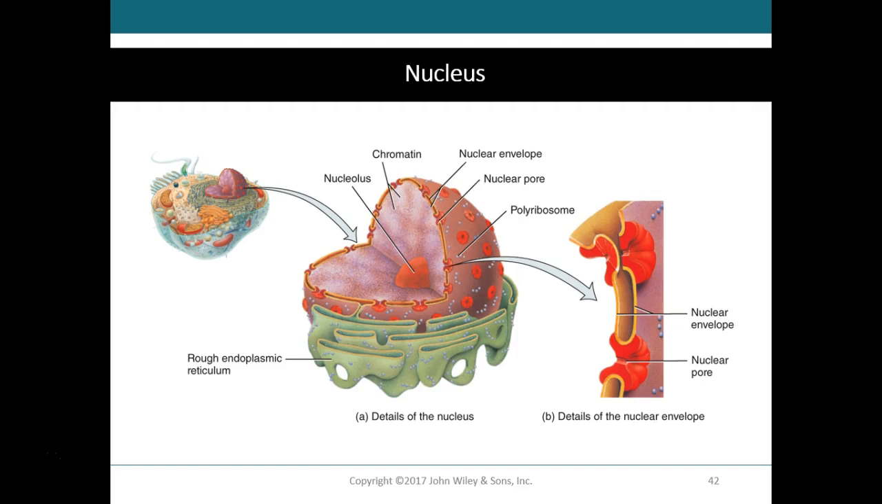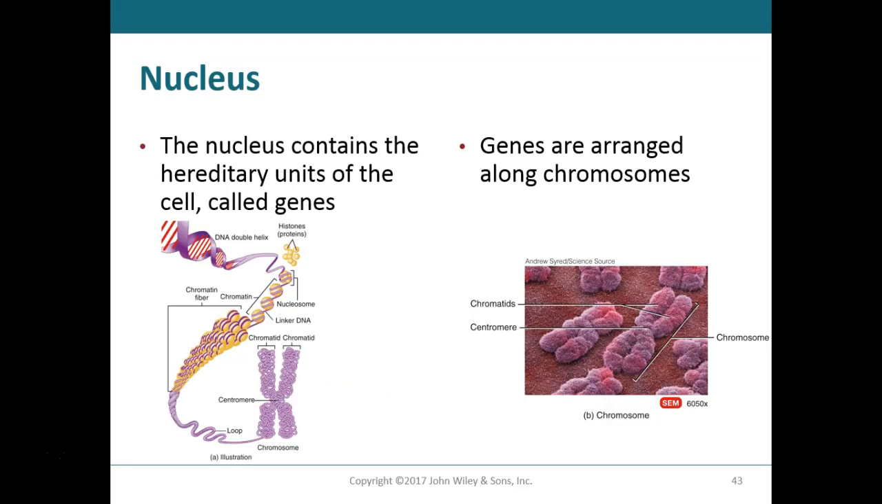Human somatic or normal body cells have 46 chromosomes arranged in 23 pairs. So you get one set of chromosomes from mom, one set of chromosomes from dad. So you get 23 in the sperm cell, 23 in the egg cell, and that gives you the total of 46 chromosomes. So here you can see the double-stranded DNA helix wrapped around these little proteins called histones, and then they compact or condense down into structures known as chromosomes.